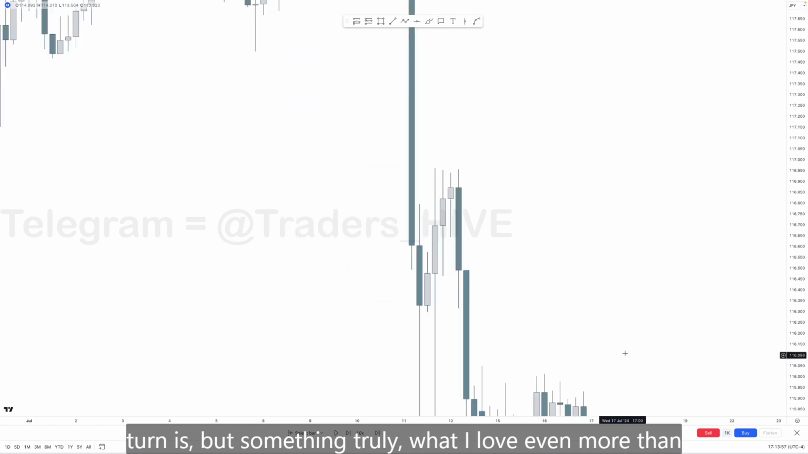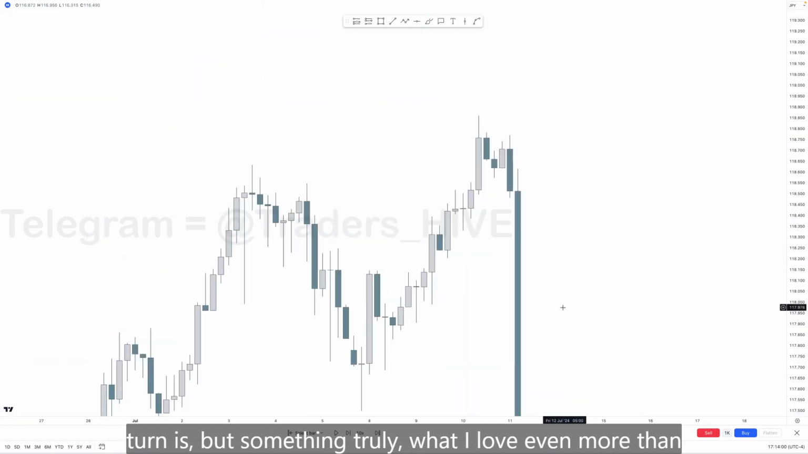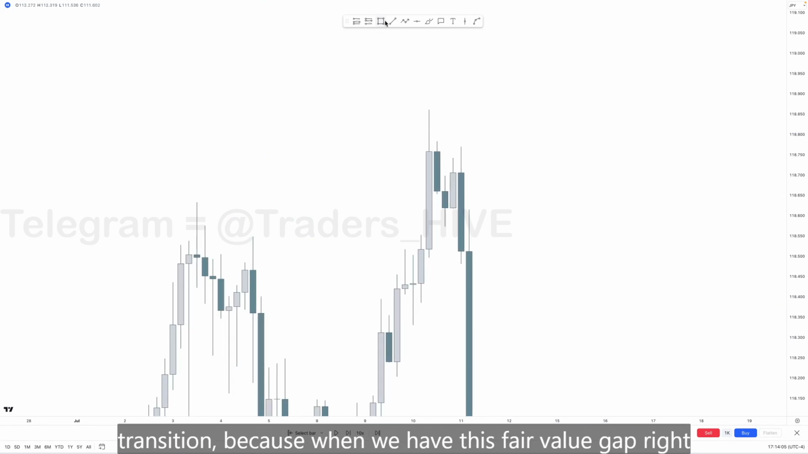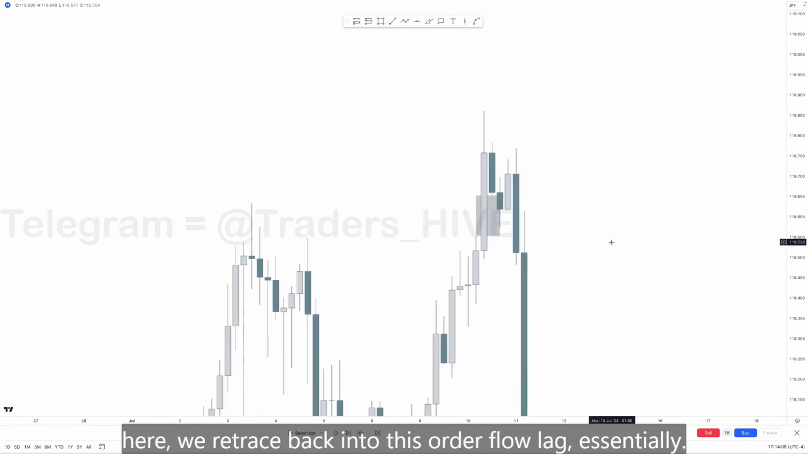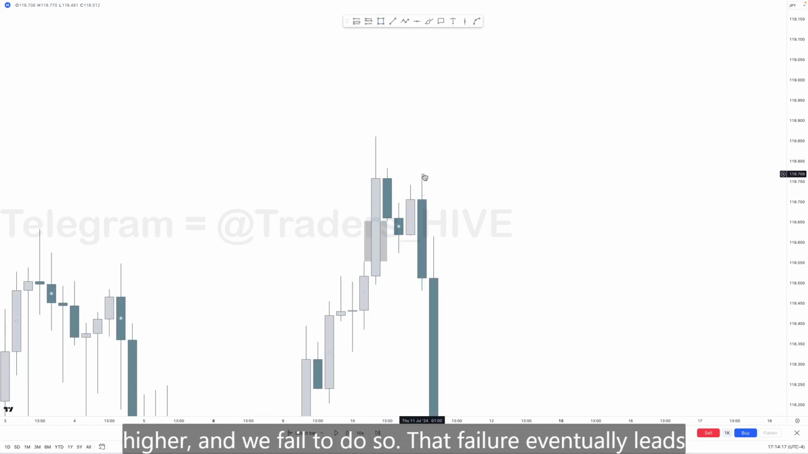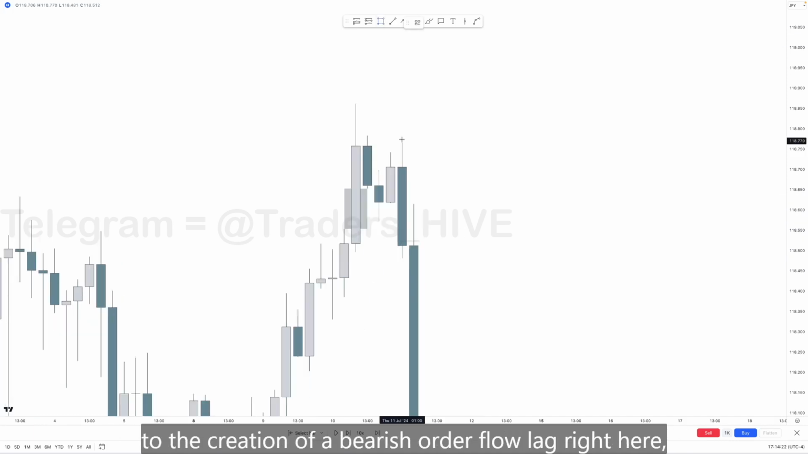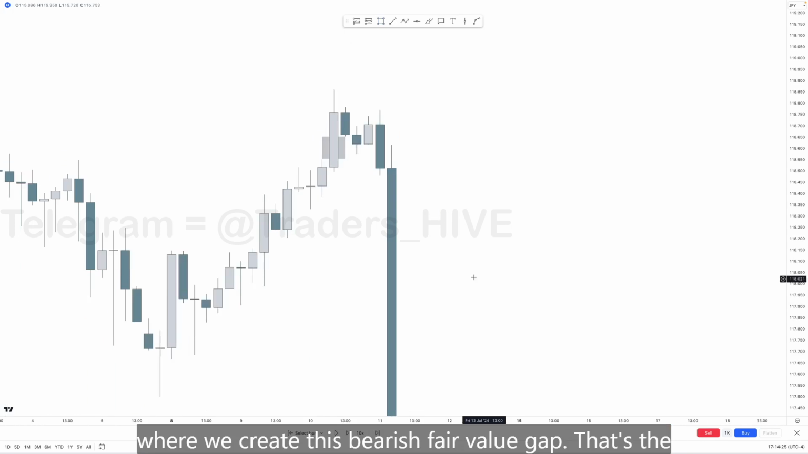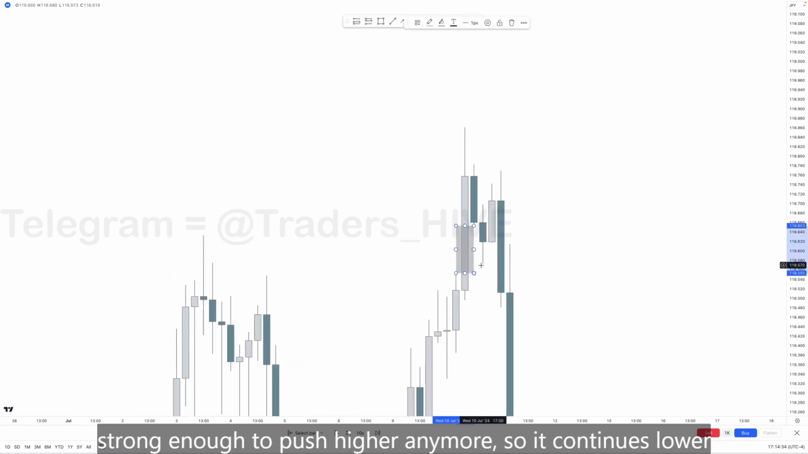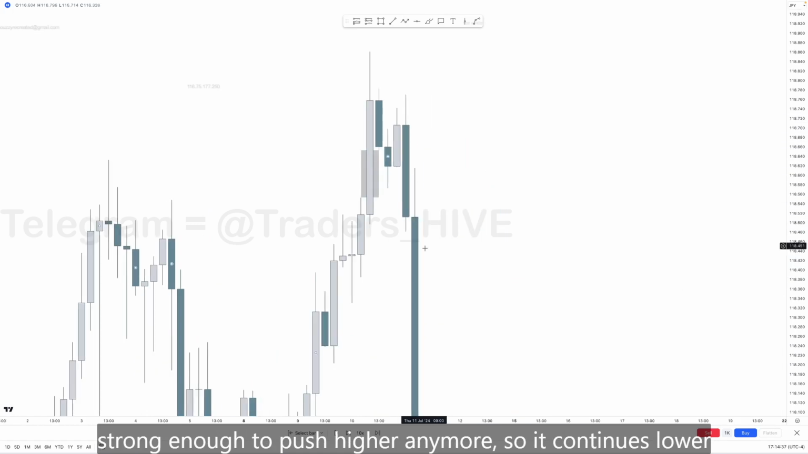But what I love even more than this sharp turn is to visually see this order flow transition. Because when we have this fair value gap right here, we retrace back into this order flow lag essentially. We try to push higher right here with a few candles, and we fail to do so. Now that failure eventually leads to the creation of a bearish order flow lag right here, where we create this bearish fair value gap. That's the beauty of it, because now we visually see order flow not strong enough to push higher anymore, so it continues lower instead.